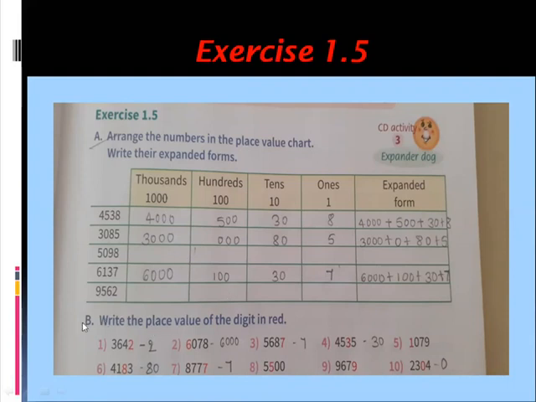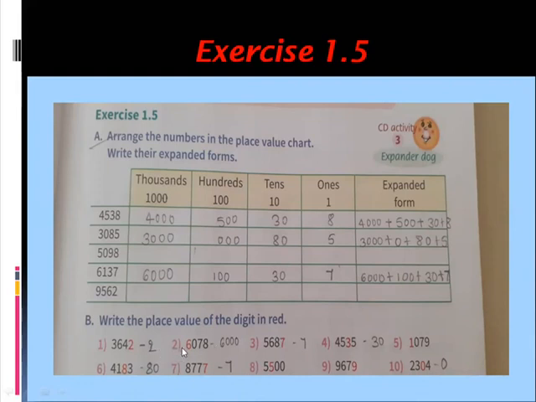Okay. Second, B main. Write the place value of the digit in red. You have to write the place value of the digit. They have shown one digit in a red color in each number. You have to write the place value of that digit. Okay, see first one, 3642. Here this digit they have given in red color, right? For this digit you have to write the place value. 2 is in which place? Ones place. So the place value of 2 is 2 only.